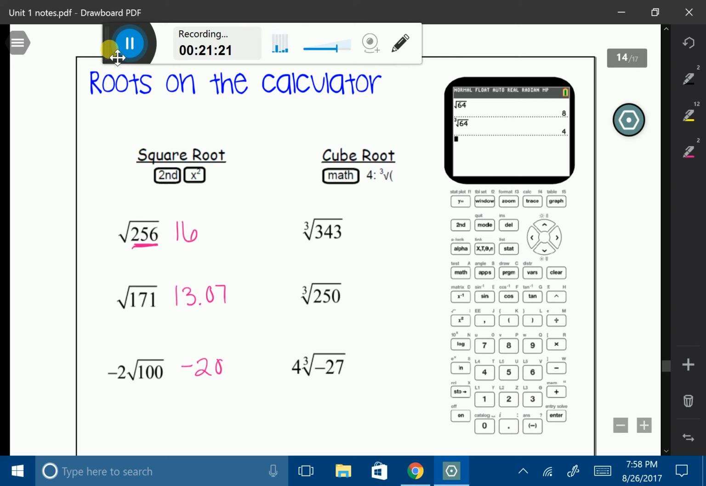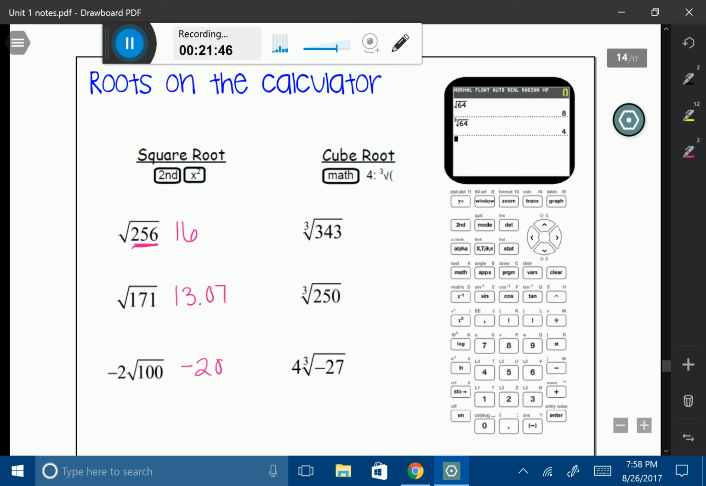It's a little bit different here. We're going to have to get the cube root, meaning we want to get that cube outside. It's different than the square root, so you have to dig a little deeper for this. You have to click the math button. The math button is right underneath the alpha button, which is green. And then you're going to choose option number 4. If you choose option number 4, it's going to select the cube root.